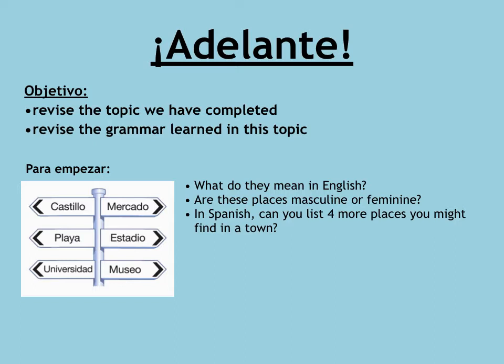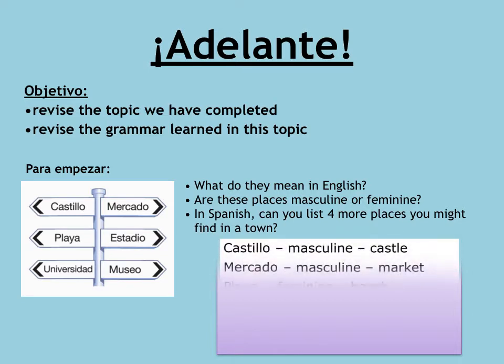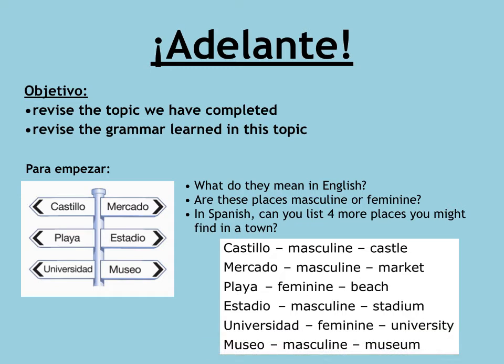Vale, las respuestas. A ver. So, castillo is un castillo. It's masculine. It's a castle. Mercado is un mercado. It's masculine. It's a market. Playa is una playa. It's feminine. It's a beach. Estadio is un estadio. It's masculine also, and it means a stadium.